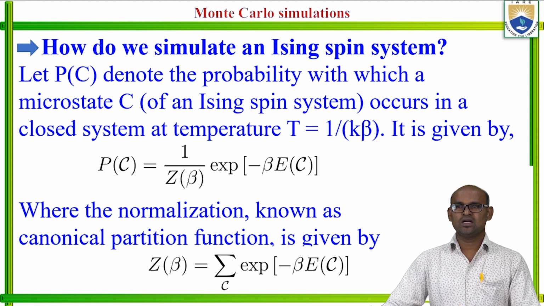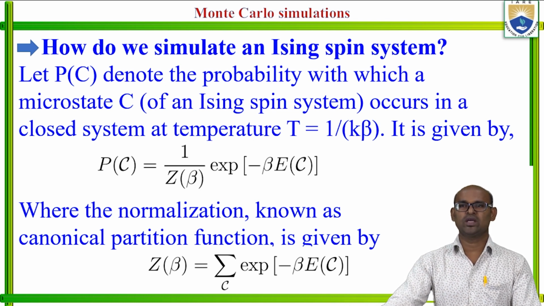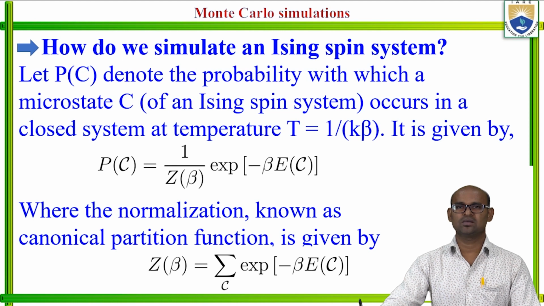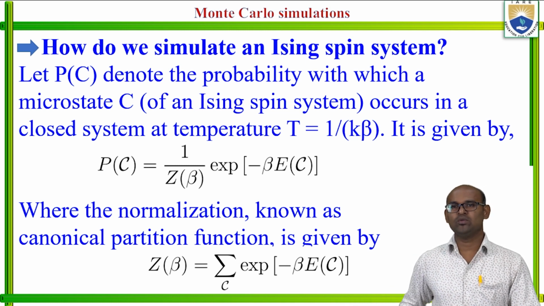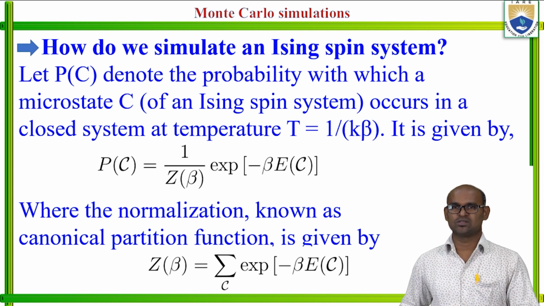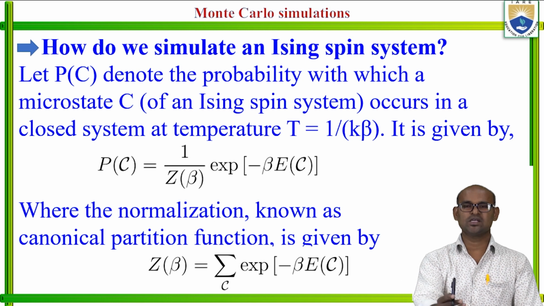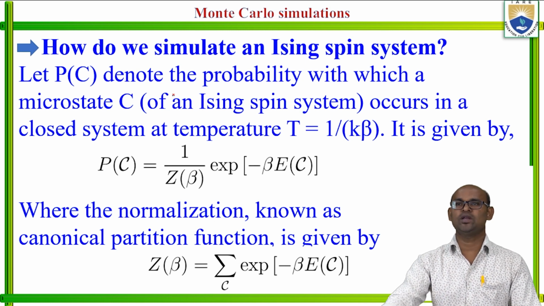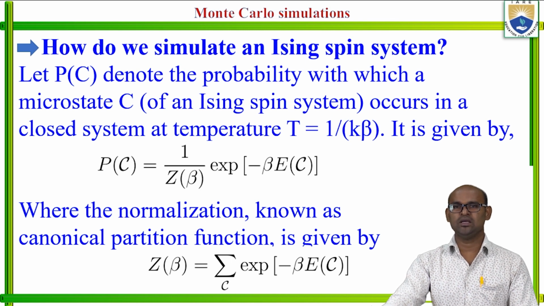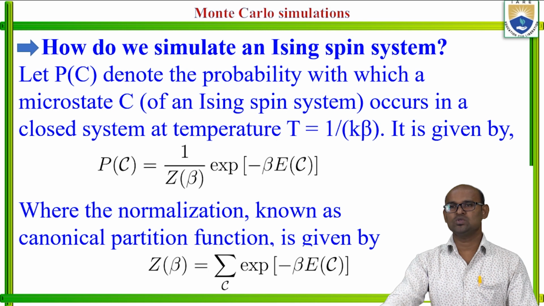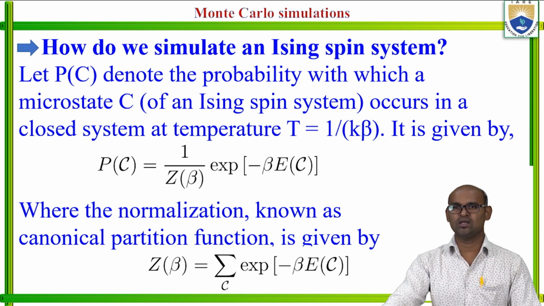So we discussed what the Ising model is and what we can understand by solving this Ising model. So how do we simulate an Ising spin system? How can we understand this Ising model in a computer simulation? For example, let P of C denote the probability with which a macro state of an Ising system occurs in a closed system at temperature T. So we are now saying that the magnet is in contact with a heat bath. So we are going to construct a canonical ensemble.